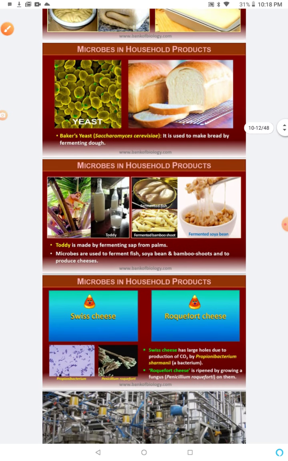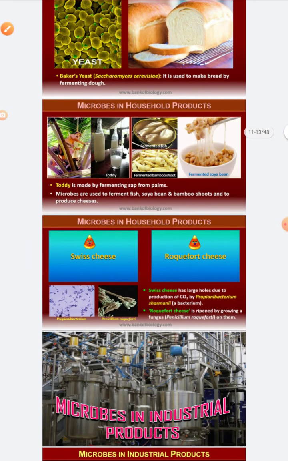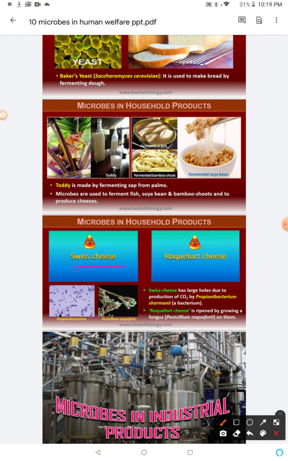The two types of cheese prepared, that is Swiss cheese and Roquefort cheese, these are made by Propionibacterium shermanii, and the other one, Roquefort cheese, is prepared by Penicillium roqueforti. So you will have to learn all the names of microbes that are used in our household products.